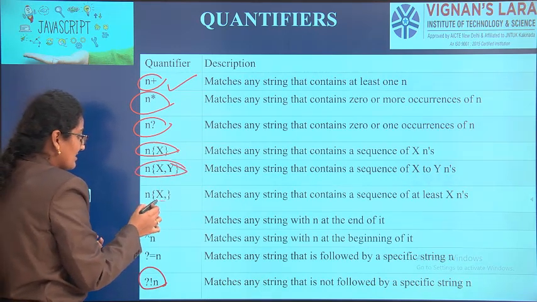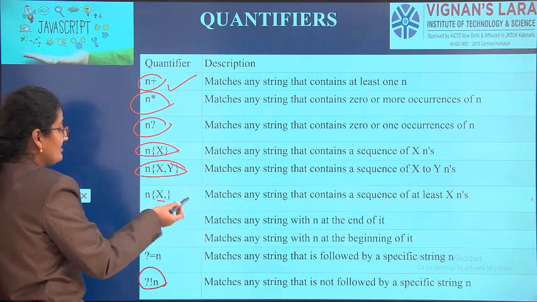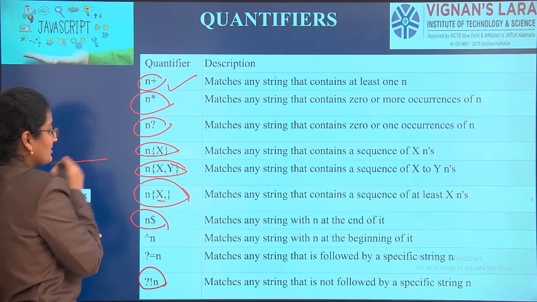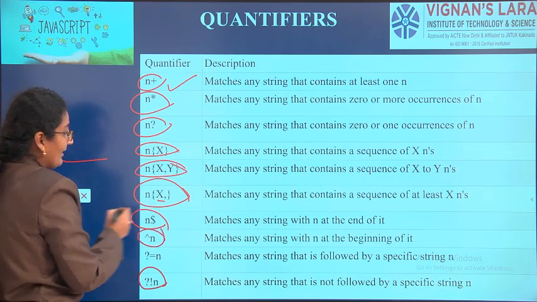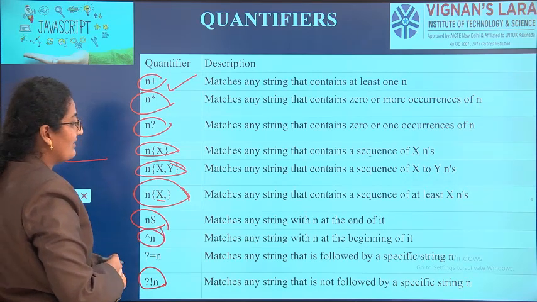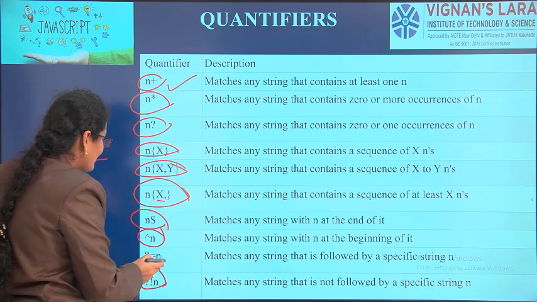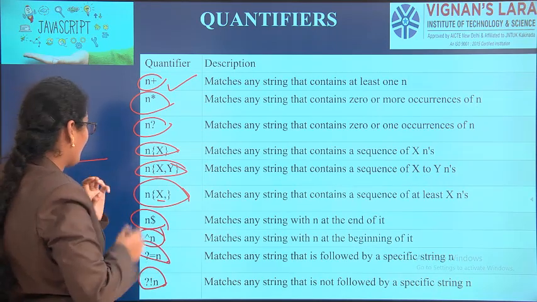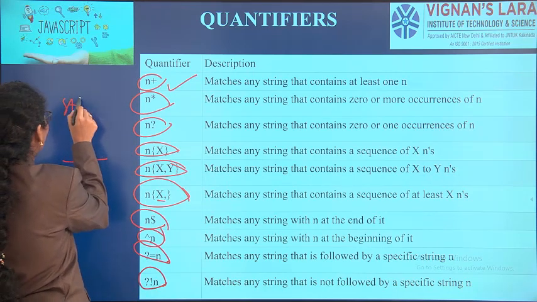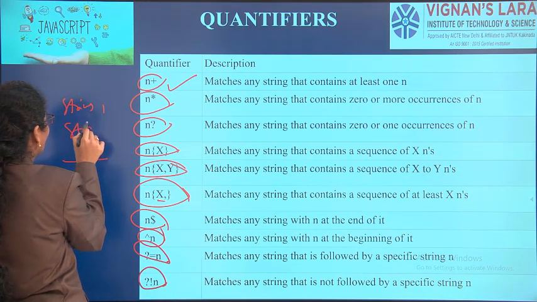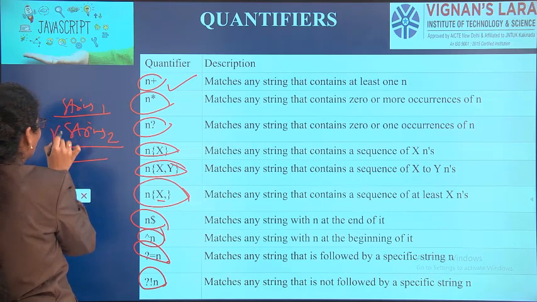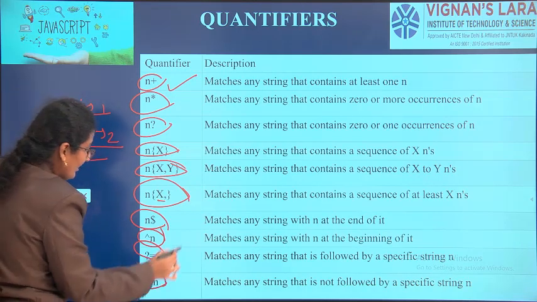At least x n's matches n{x,}. N dollar means the string has n at the end. Cap n matches any string with n at the beginning of it. Question mark equal n matches a string followed by the specific string n. So you should have string 1 and string 2: string 1 followed by string 2 with the letter n at the beginning.